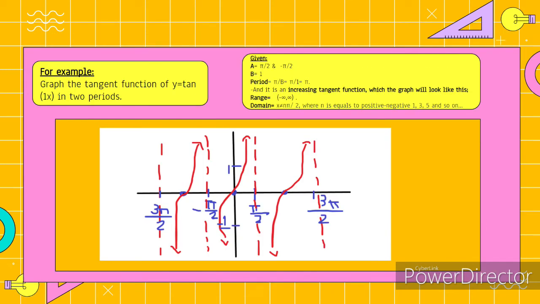For example, graph the tangent function of y is equal to tan 1x in 2 periods. The given is a is equal to pi over 2 and negative pi over 2, and b is equal to 1. The period is pi over b is equal to pi over 1 is equal to pi, and it is an increasing tangent function, which the graph will look like this. The range is negative infinity to infinity. The domain is x unequal to n pi over 2, where n is equal to positive or negative 1, 3, 5, and so on.